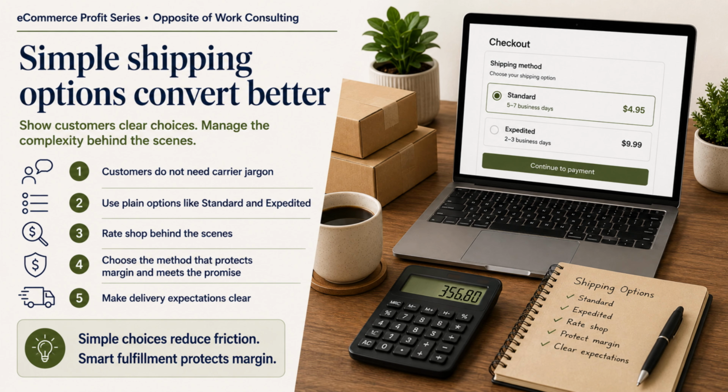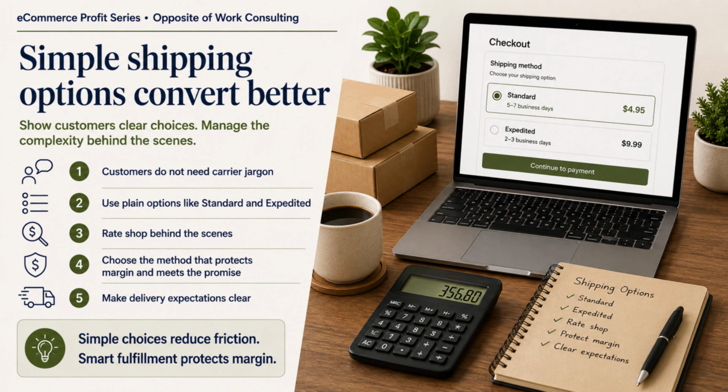Most customers don't care a whole lot about the carrier. They just want to see the price and at least an estimate of the time frame. So to me, that's the preferred option. If you do free shipping, same concept. It would literally just say free shipping, maybe 5 to 7 business days. But I like to keep it very simple.